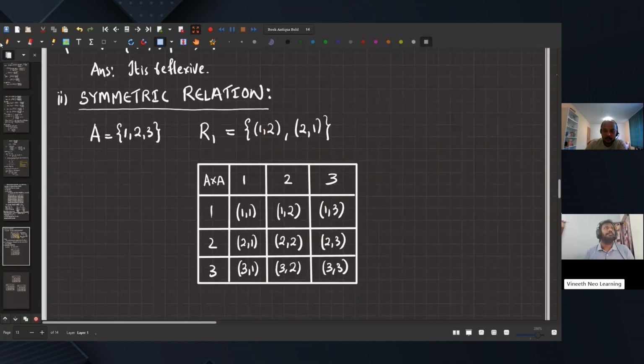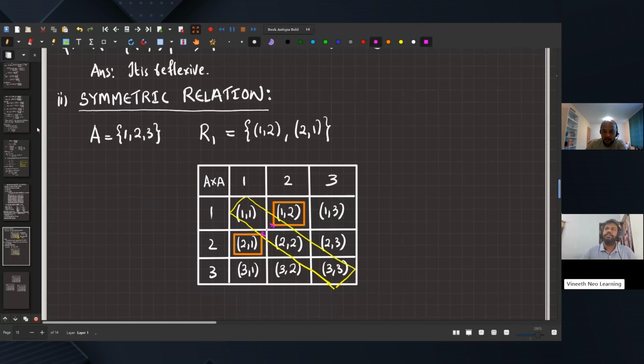Okay, Joe, let's mark those elements. (1,2) is here, and (2,1) is here. We can see that these two elements are diagonally opposite pairs, because this is the diagonal line. These are the diagonal elements here. (1,2) and (2,1) are diagonally opposite to each other, isn't it? Yes. Such a relation is called symmetric.